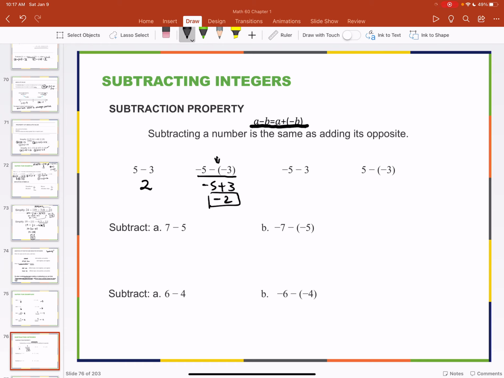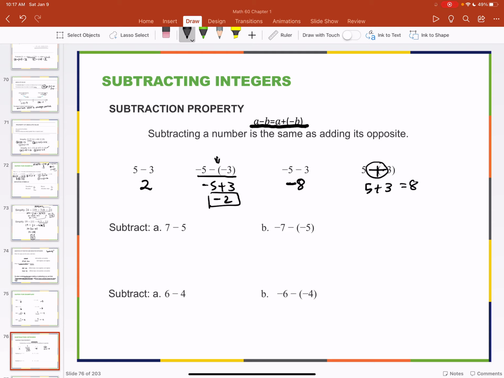This one, -5 minus 3, same signs, add, keep the sign. Remember, this changes to a plus, okay? 5 plus 3, and that's going to be 8. Okay, so let's do a couple more examples.